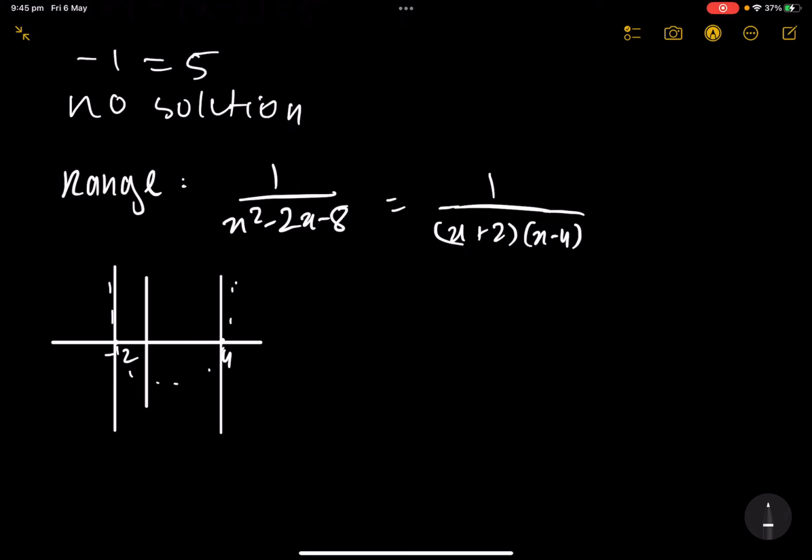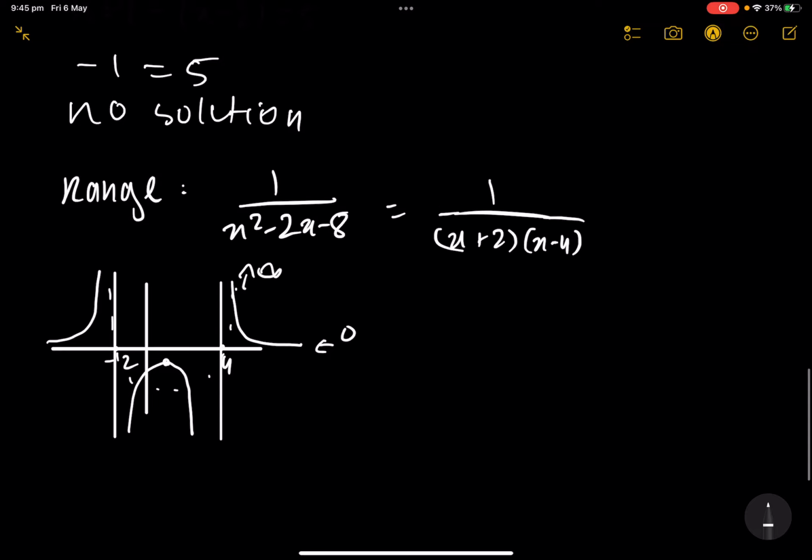So that's 1, and we know it will be like this. This is another graph, and this will be like this. Roughly, the main point we need to figure out is this one, right? Over here, this is just going to be approaching 0. It's going to be approaching infinity. It's approaching 0, and this is also approaching -infinity. So we just need to find out this point.